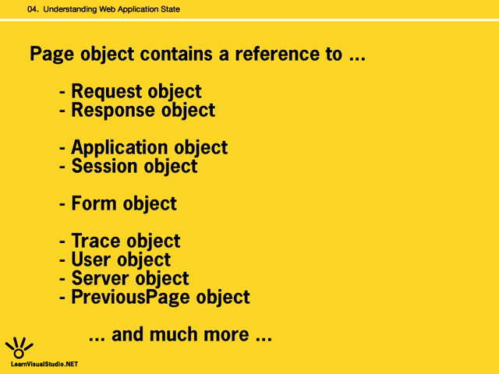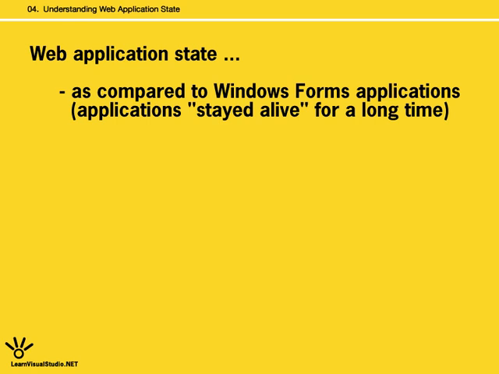Okay, so I just wanted you to be aware of these high-level objects because we kind of used them but have glossed over them up to this point. And all of these objects really encapsulate a great deal of functionality that we can draw on as we develop our applications. But let's continue on and now talk about application state.